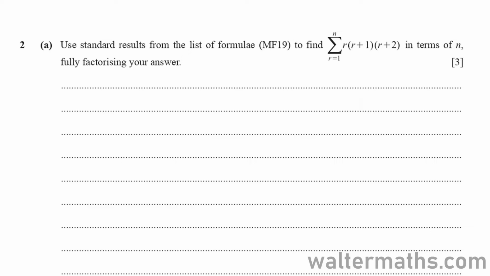Question number 2, Part A. Use standard results from the list of formulae MF19 to find the sum from r is equal to 1 up to n of terms of the form r of r plus 1 of r plus 2 in terms of n, fully factorizing your answer. Okay, so for this one here, we have the sum from r is equal to 1 up to n of terms of the form r of r plus 1 of r plus 2.